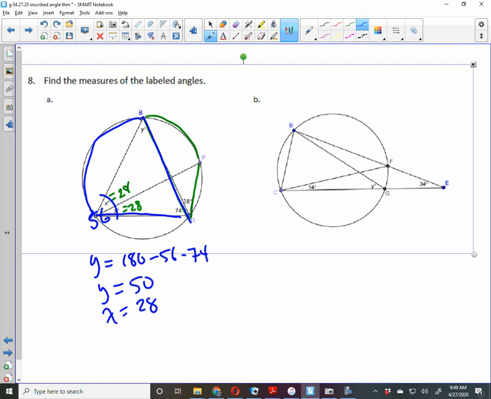All right, letter B presents a little bit of a challenge. Notice, please, that we've got arcs that are intercepted, and so we've got to analyze this.